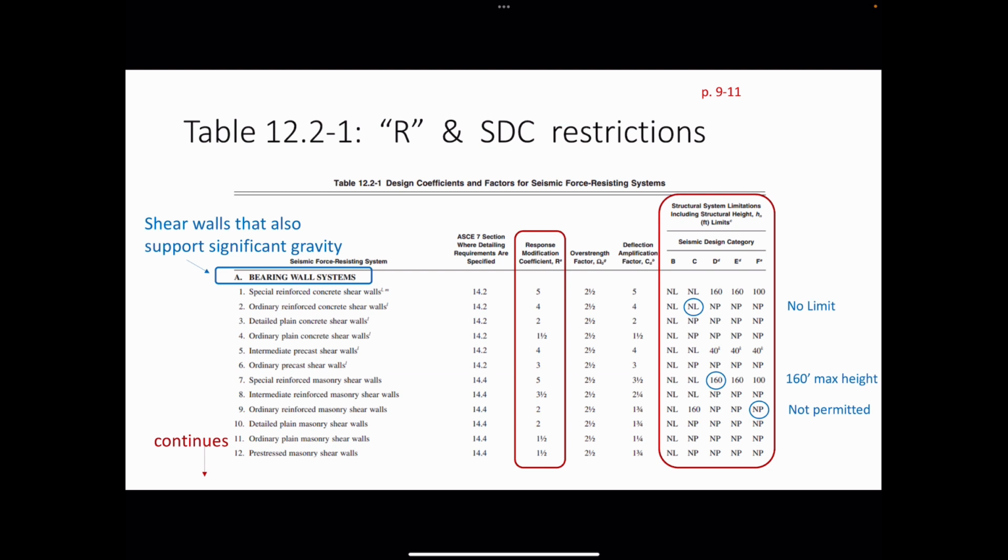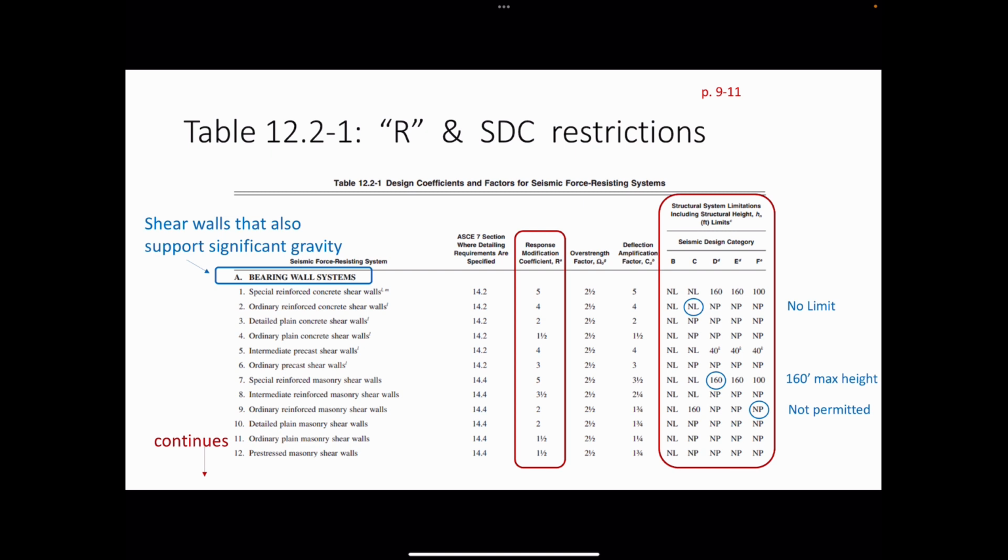So the first category is category A, bearing wall systems. Under this category, you will see a bunch of different types of shear walls. And the response modification coefficient, R, is the main thing that we're interested in using this table. So you'll see a range of values from 1.5 all the way to 5. I don't know if there are any higher than 5 in category A. That might be the highest one. Maybe there's a 6. I don't remember off the top of my head. But basically, right, this list continues.